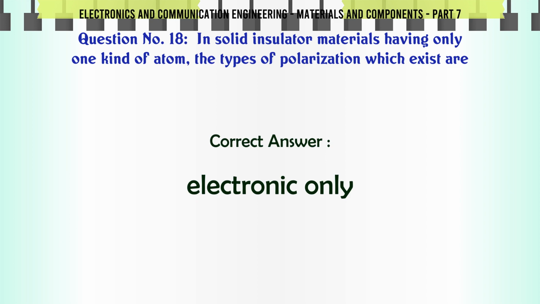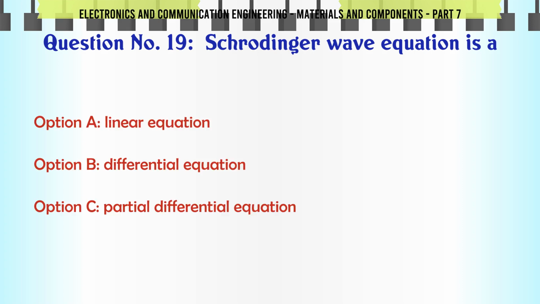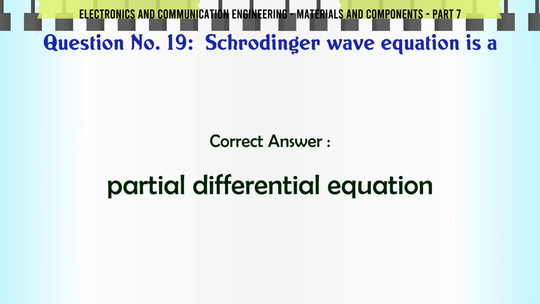The correct answer is electronic only. Schrodinger wave equation is: A. Linear equation, B. Differential equation, C. Partial differential equation, D. None of the above. The correct answer is partial differential equation.